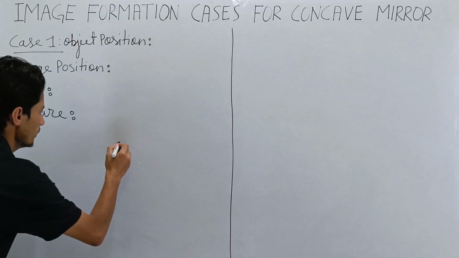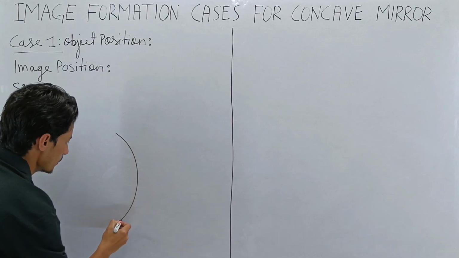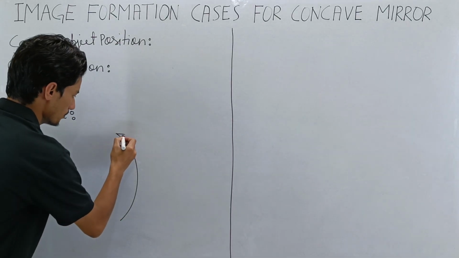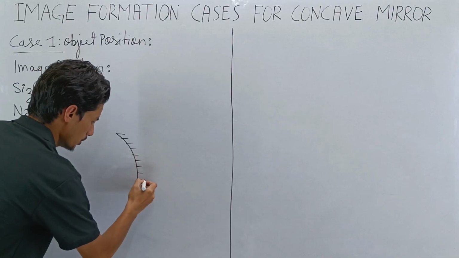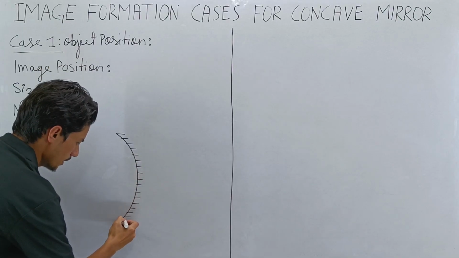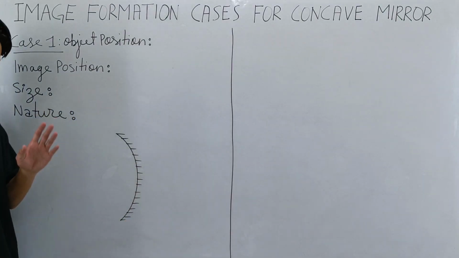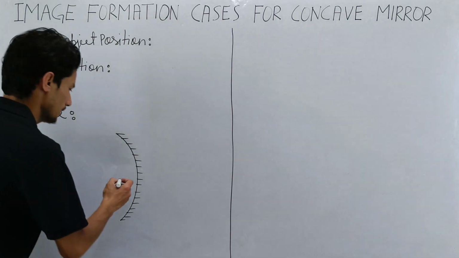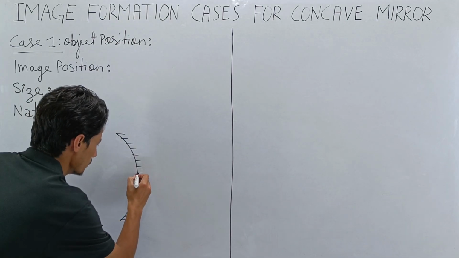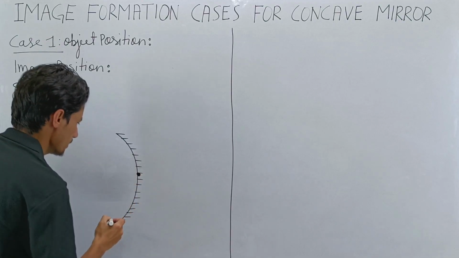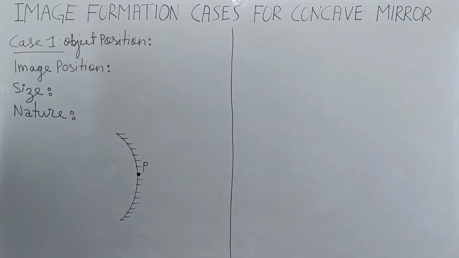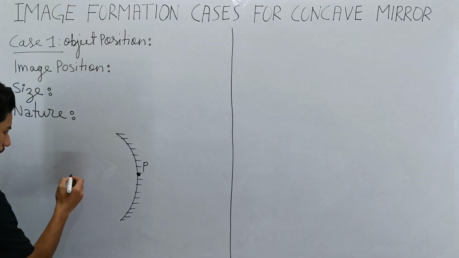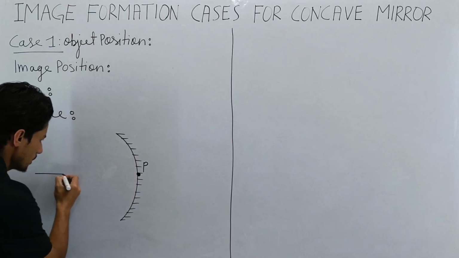So draw a concave mirror. This is a concave mirror. Demarcate the non-polished part. It's a concave mirror, so the polished part is the curvy part. Then we'll have to mark the pole. So mark the pole bigger like this. Write P for pole. Then draw the principal axis through the pole. So let's say this is the principal axis.